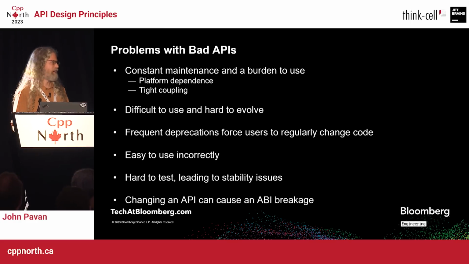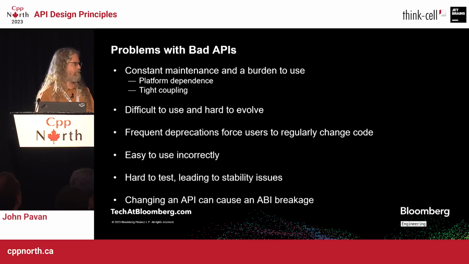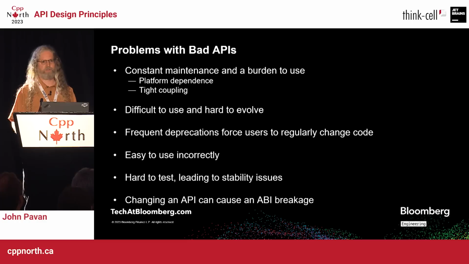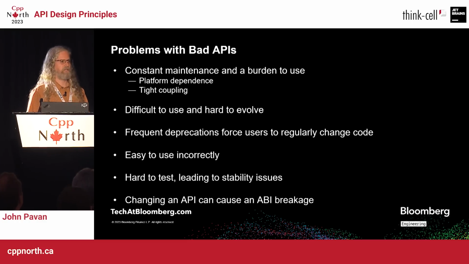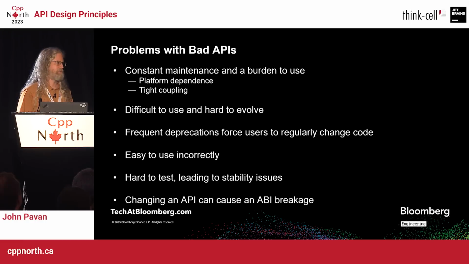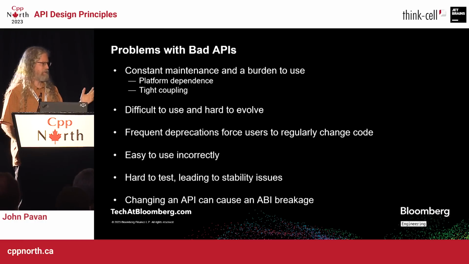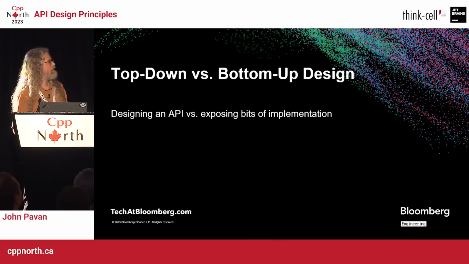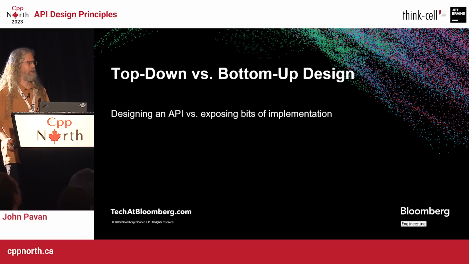So that's another problem with bad APIs. And when someone goes to change a bad API, they may end up producing ABI breakage, which may be a subtle problem and therefore may make it into production, or it might be a noisy problem. Those are some characteristics of bad APIs. So now that we've discussed good APIs versus bad APIs, I'd like to discuss two design philosophies.